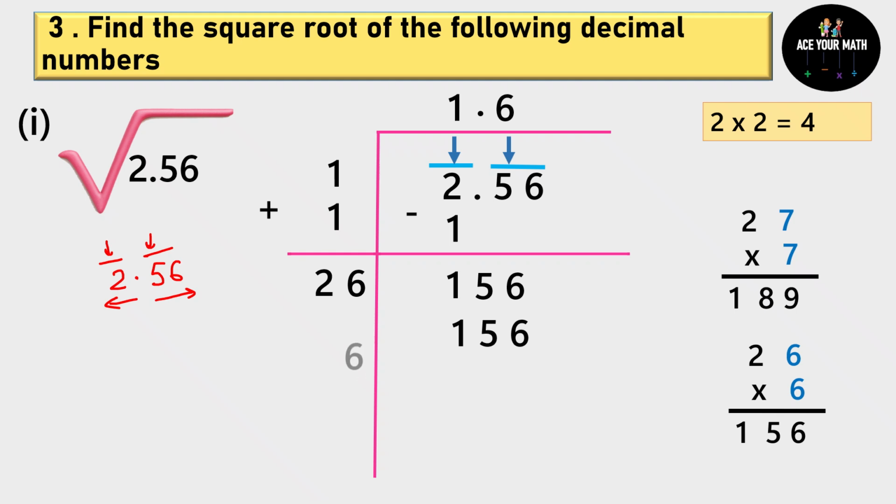26, 6s are 156. Now the same 6 you will add on the left hand side, and the right hand side is for subtraction. So on subtraction you get 0, and on the left hand side after addition you get 32. So you will stop the division here because there are no further groups to be solved. So the square root of 2.56 is 1.6.